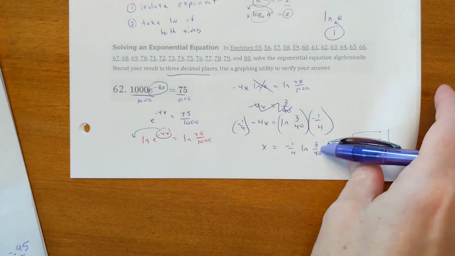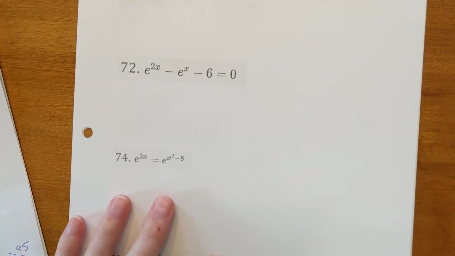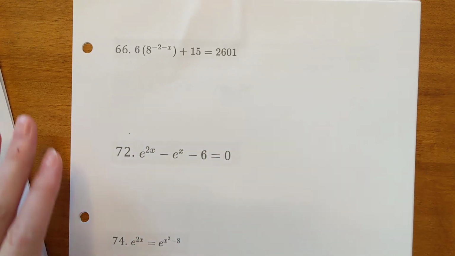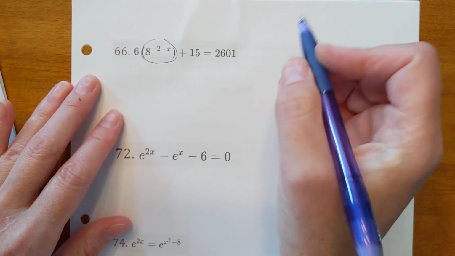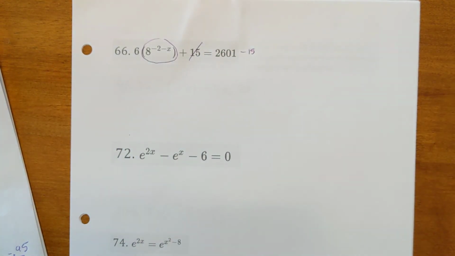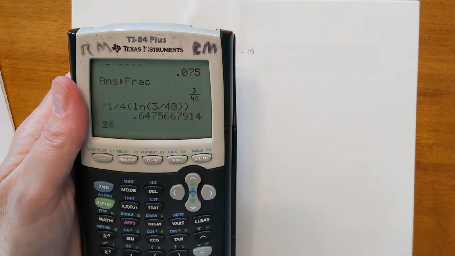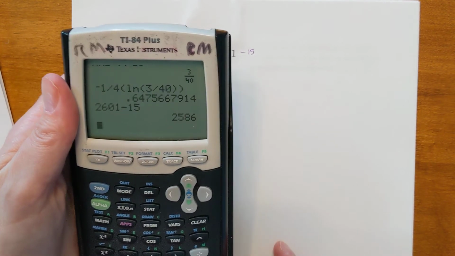On the next page, we're going to do another one just like this. We want to isolate the exponent here on the first one. The x is right inside here, so let's get that by itself. So subtract 15. So 2601 minus 15. And we get 2586.